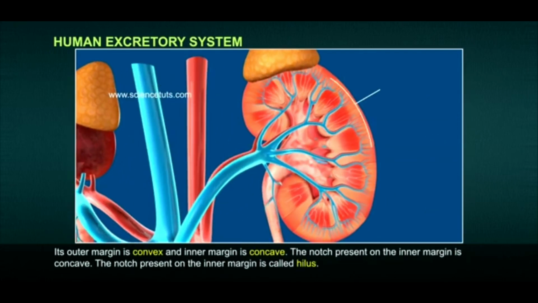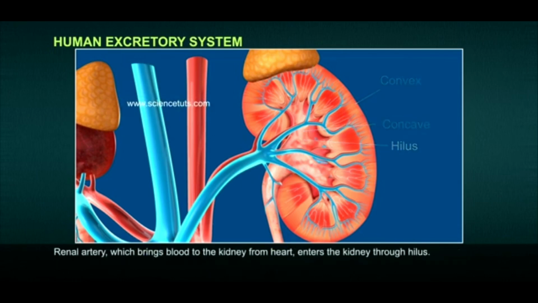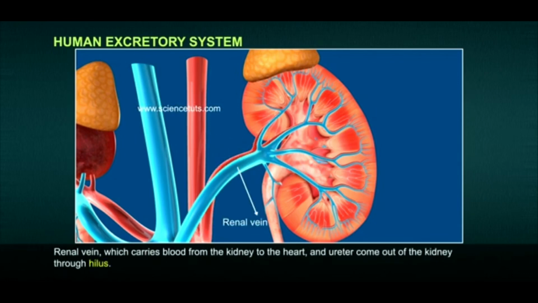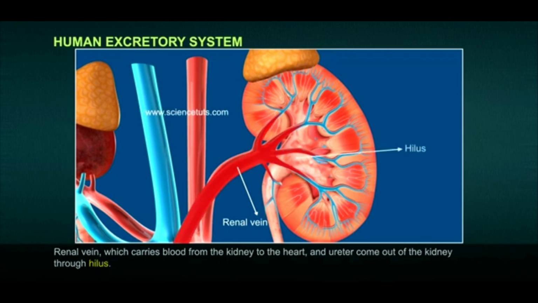Its outer margin is convex and inner margin is concave. The notch present on the inner margin is called hilus. Renal artery, which brings blood to the kidney from the heart, enters the kidney through hilus. Renal vein, which carries blood from the kidney to the heart, and ureter come out of the kidney through hilus.